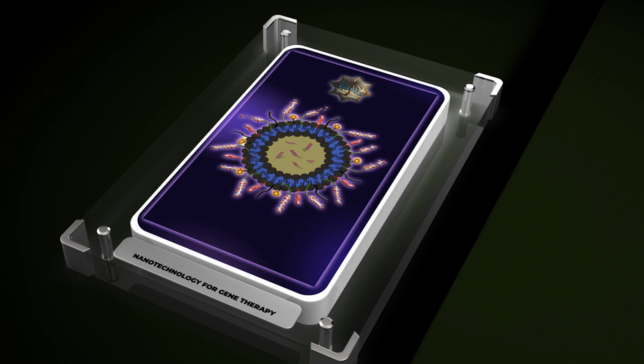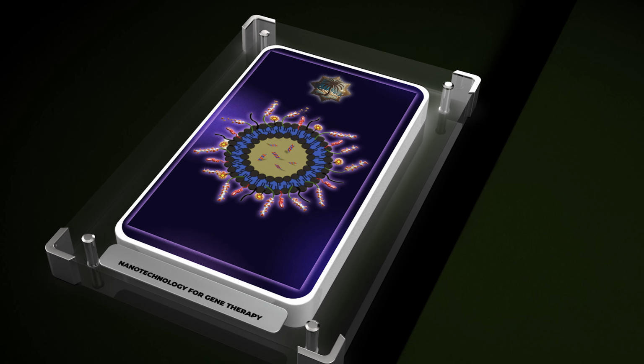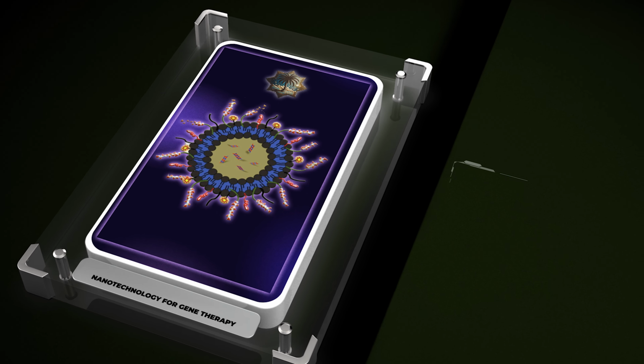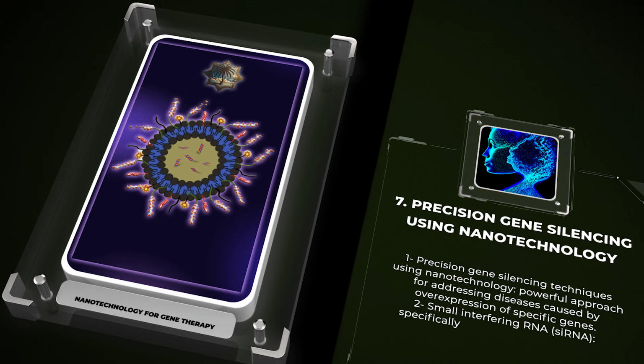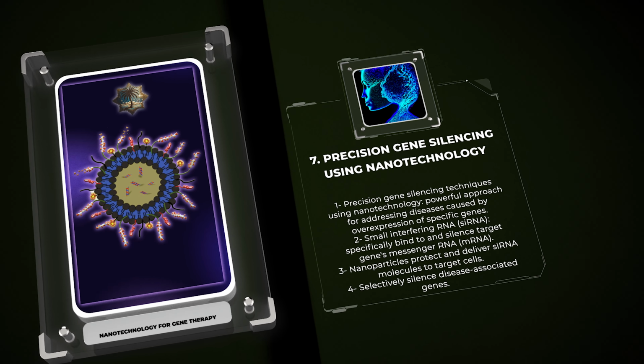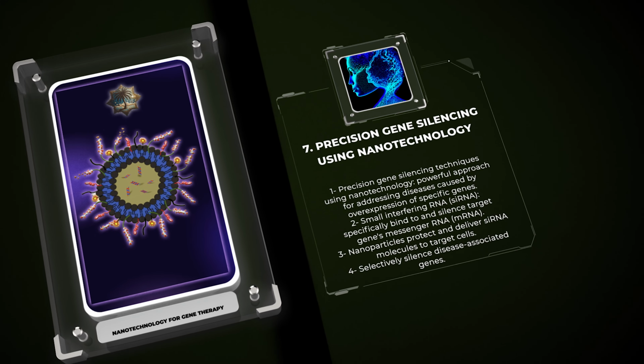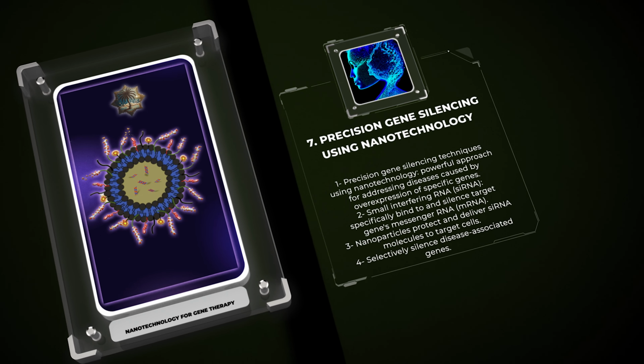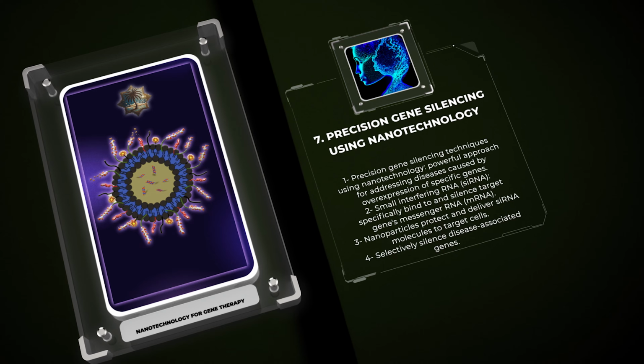cancer. Precision gene silencing techniques using nanotechnology offer a powerful approach for addressing diseases caused by the overexpression of specific genes. One such technique involves the use of small interfering RNA, siRNA, which can specifically bind to and silence the messenger RNA, mRNA, of the target gene.